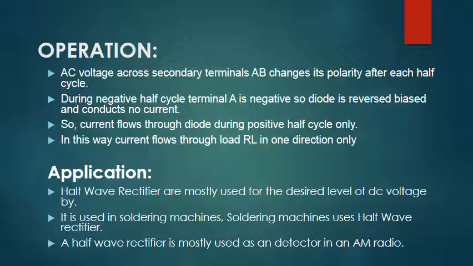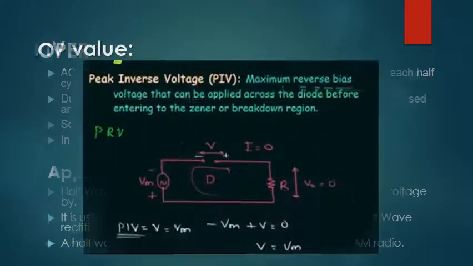Application. The half-wave rectifier is mostly used for the DC voltage at the desired level, and it is also used in soldering machines, and is also used as a detector in AM radios.